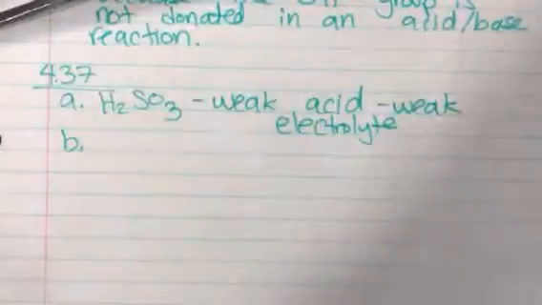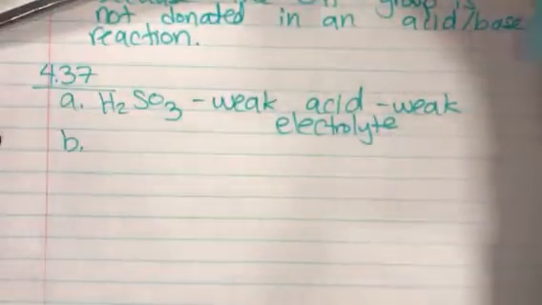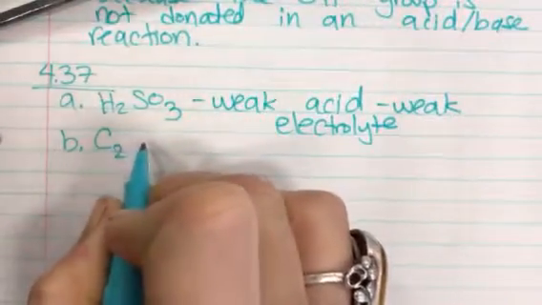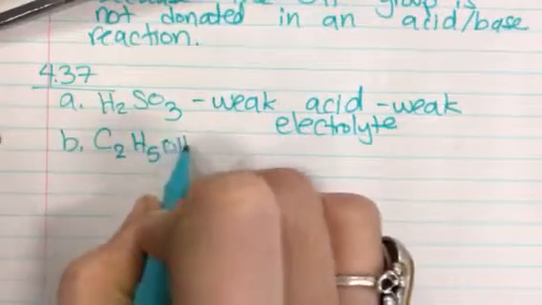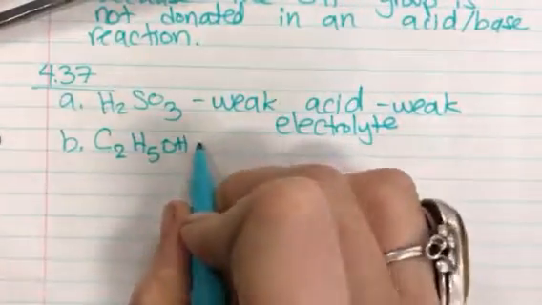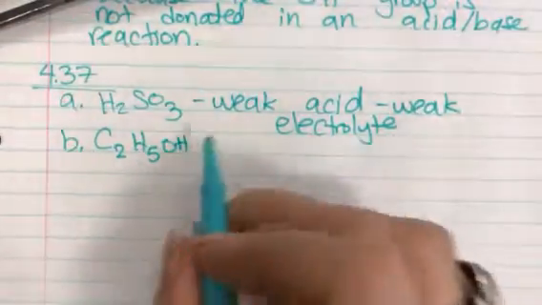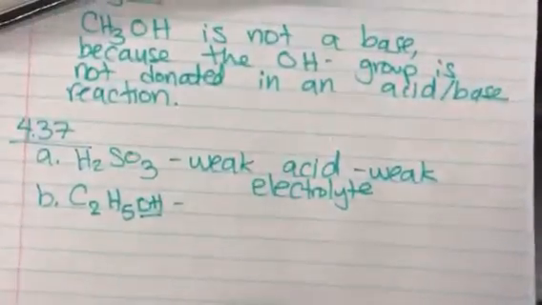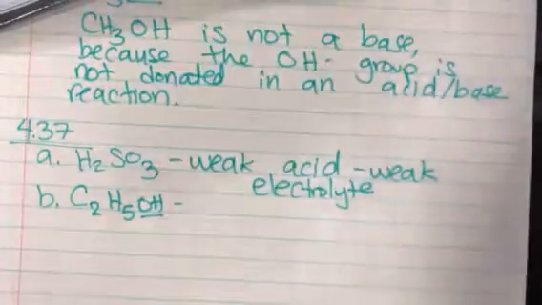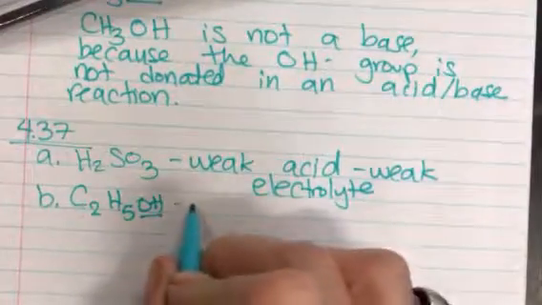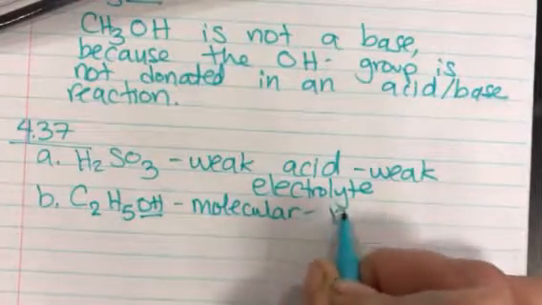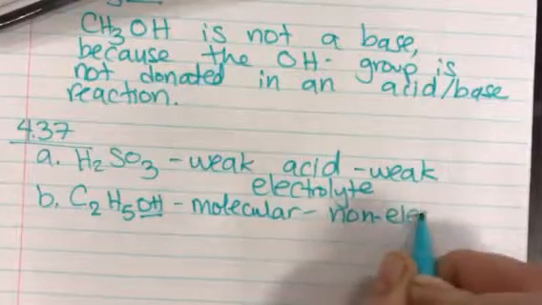Letter B is asking about C2H5OH, which is ethanol. Even though there is an OH group, it is not considered to be on our list of bases, just like the methanol. So that is considered to be a molecular compound. Therefore that is a non-electrolyte.